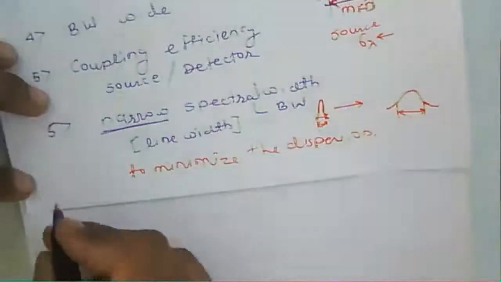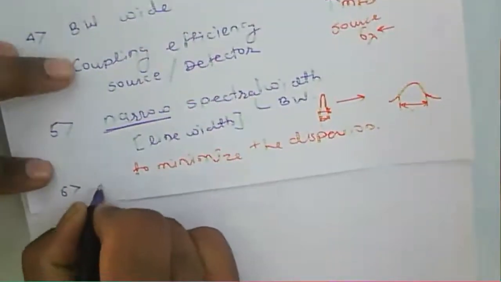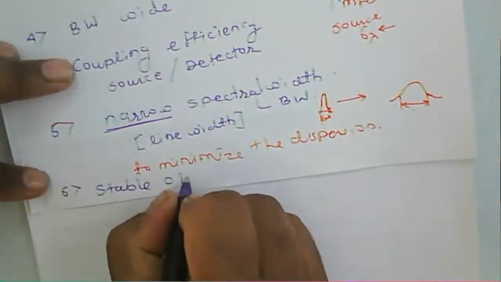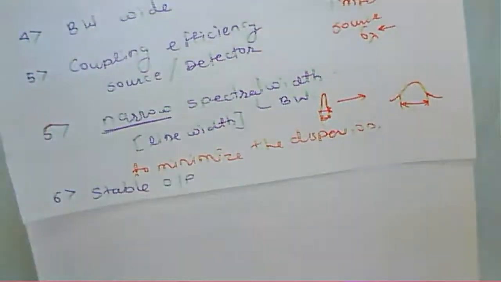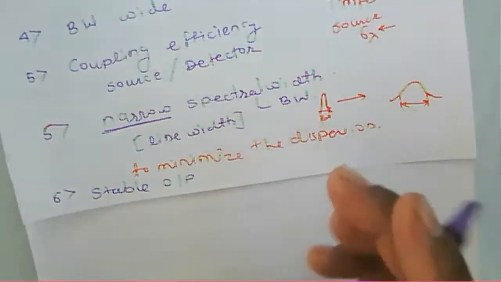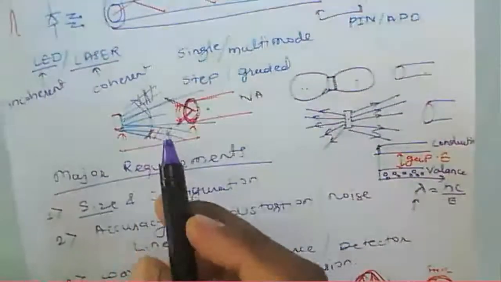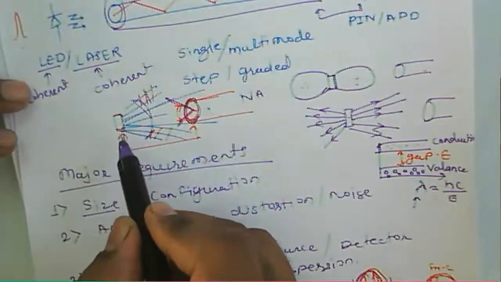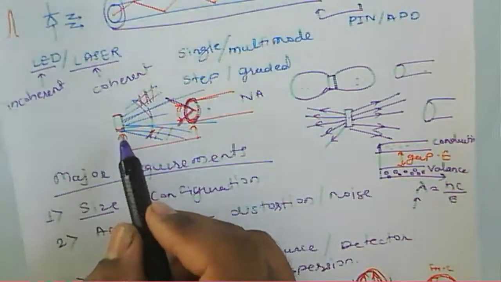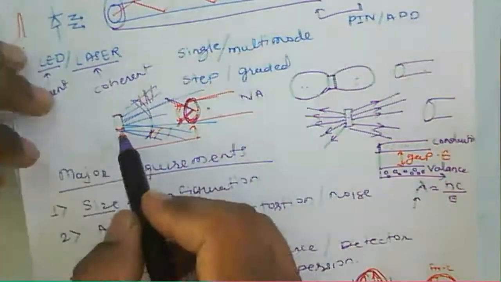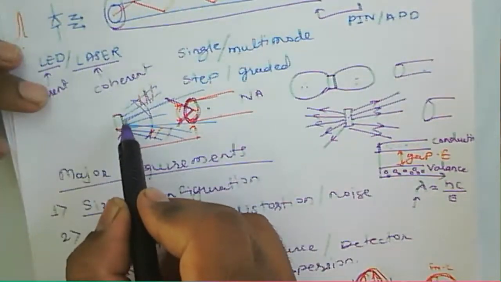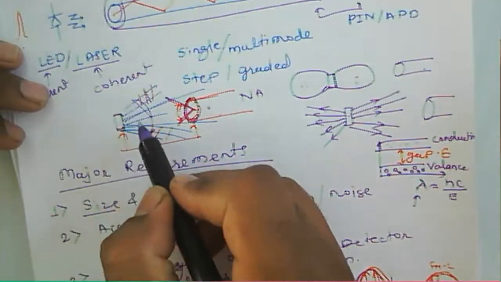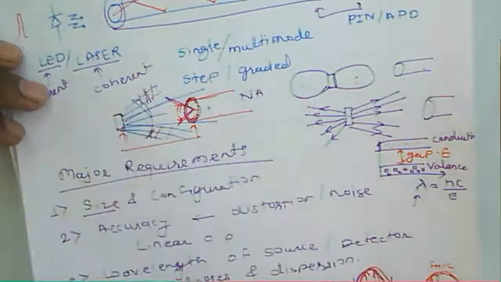Then another requirement is that the source must provide a stable output. Stable output means what? At any given condition, or when any ambient condition or environmental condition changes, that source must be capable of maintaining a stable optical output.